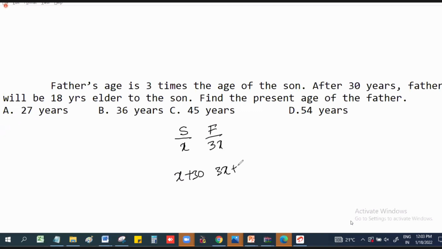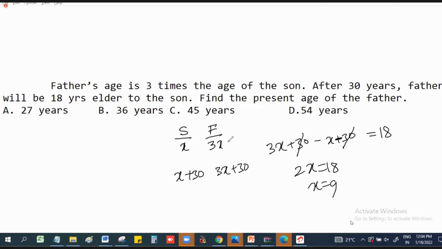3x plus 30. Appudu, then they were saying the father is 18 years elder to the son, which means the difference between the father age and the son's age is going to be 18. That's what they are saying. Okay, so when it is difference, the 30 will get cancelled. Then 2x is equals to 18. Then x is equals to what? 9.